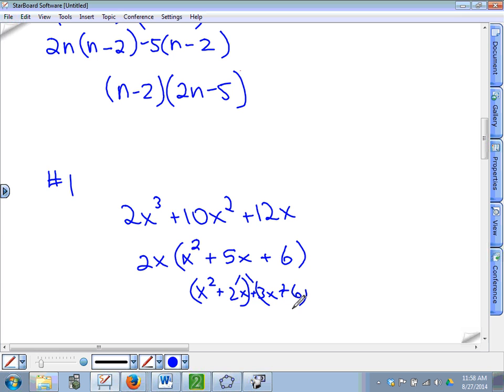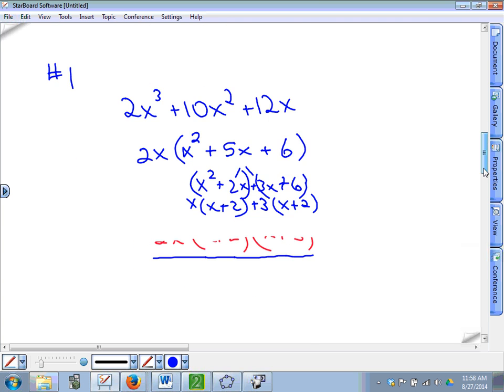We're still going to factor by grouping. From this one we factor out an x, that leaves you with x plus 2. From this parenthesis we factor out a 3, that leaves you with x plus 2. So then we are going to have an x plus 2 factor, and an x plus 3 factor. We're missing something. Where did it go? The 2x, there we go.